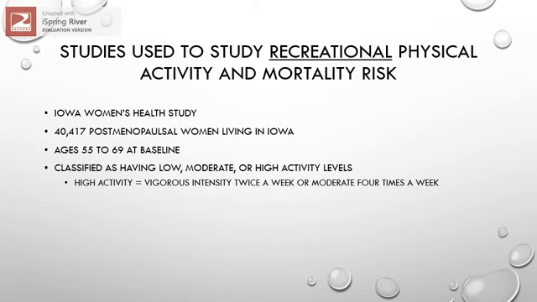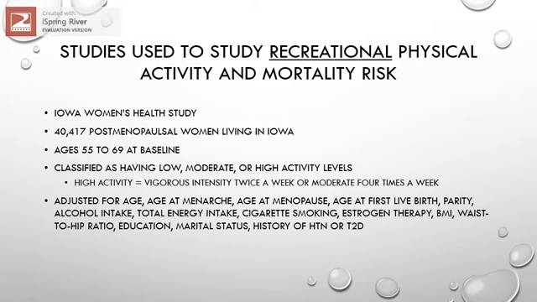And they were classified as having a low, moderate, or high activity level. They classified high activity as women who reported doing vigorous intensity exercise or activity twice a week, or moderate activity 4 times a week. So they didn't even have to meet the physical activity recommendations to be considered highly active. But they adjusted for a whole host of potential confounders.